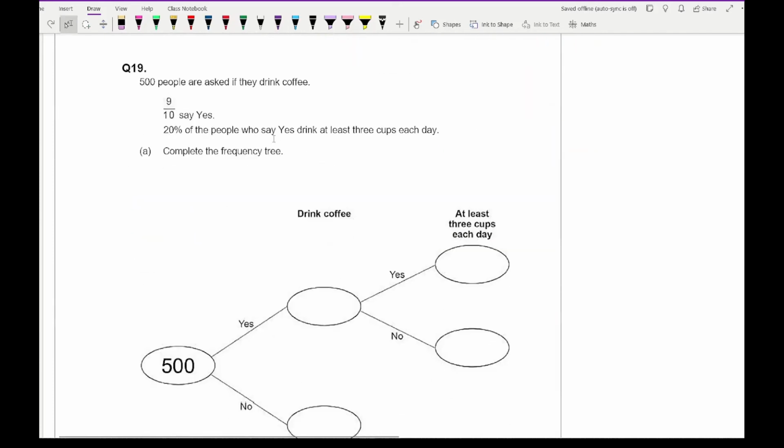Moving on to question 19, it says 500 people were asked if they drink coffee. 9/10 said yes. 20% of the people who said yes drink at least 3 cups each day. Complete the frequency tree. So let's work out what 9/10 of 500 is. I just need to do 9 over 10 times 500 on the calculator, and that comes up to 450. So this is going to be 450, which means this one is going to be 50, from doing 500 take away 450.